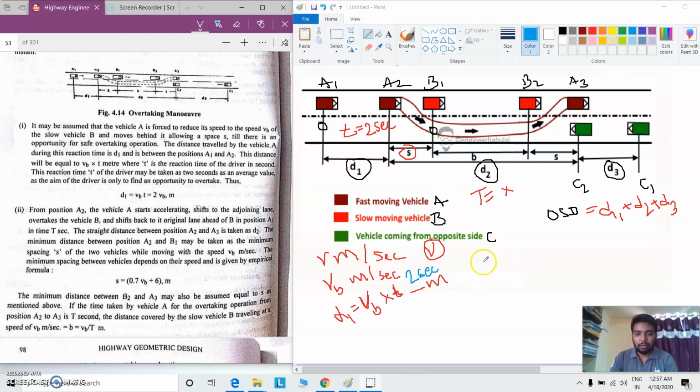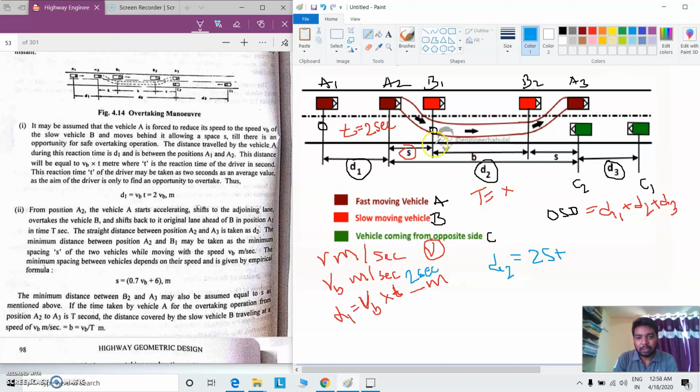To calculate distance d2 and distance d3, I will now consider distance d2. Here in distance d2 we have s, b and s, where s is the spacing between the overtaking vehicle and the overtaken vehicle, and again the same spacing is considered after the overtaking operation of vehicle A. The same spacing is the distance between the overtaken vehicle and the overtaking vehicle, so we will have 2 times s.